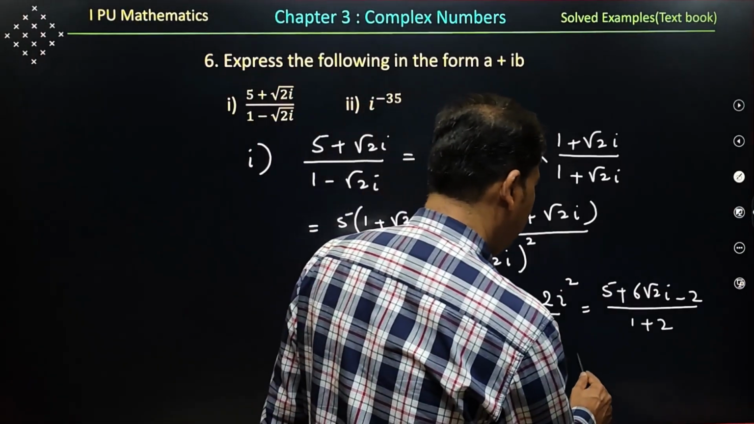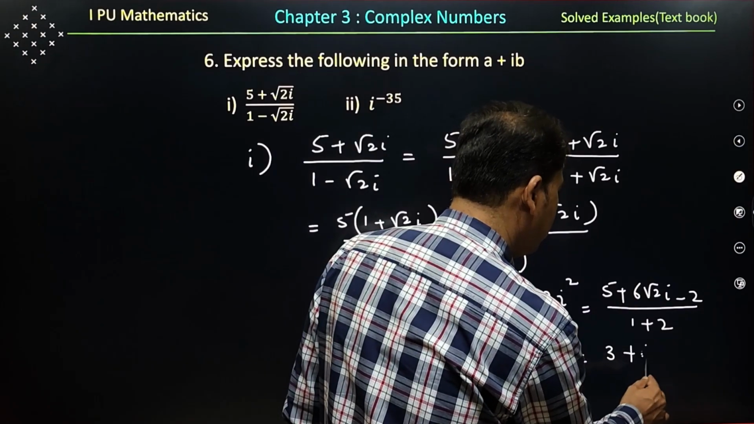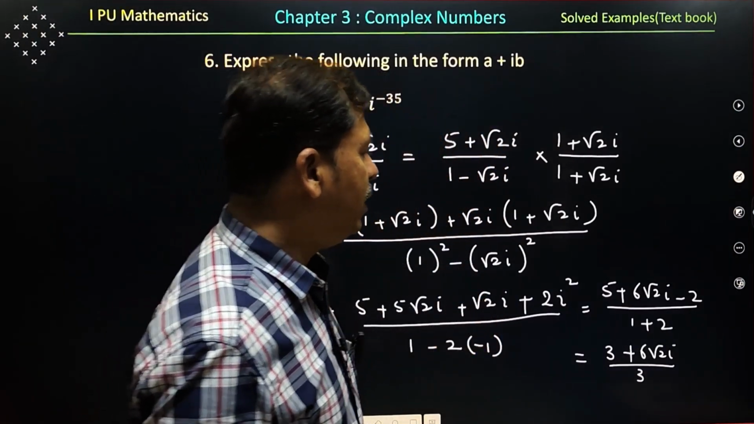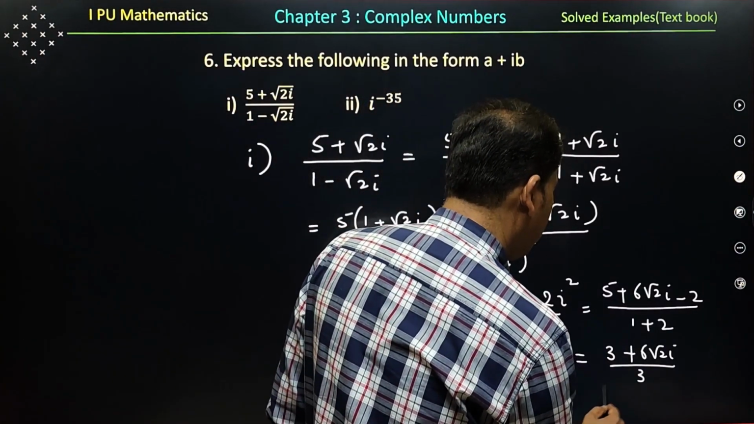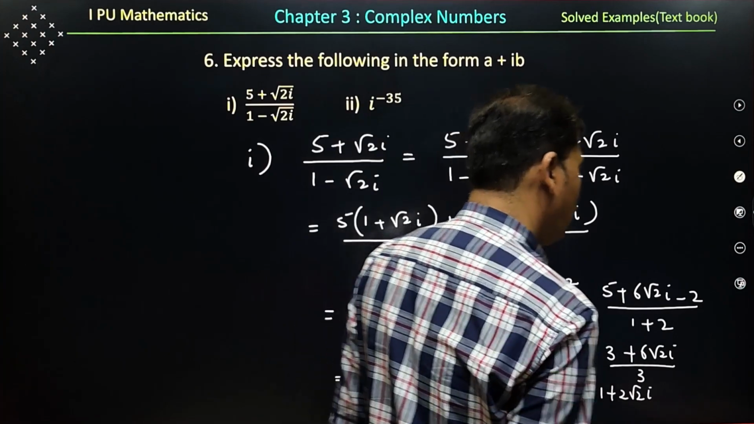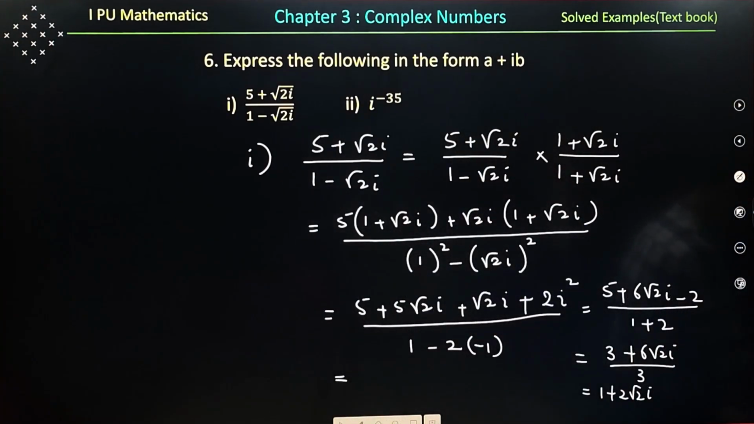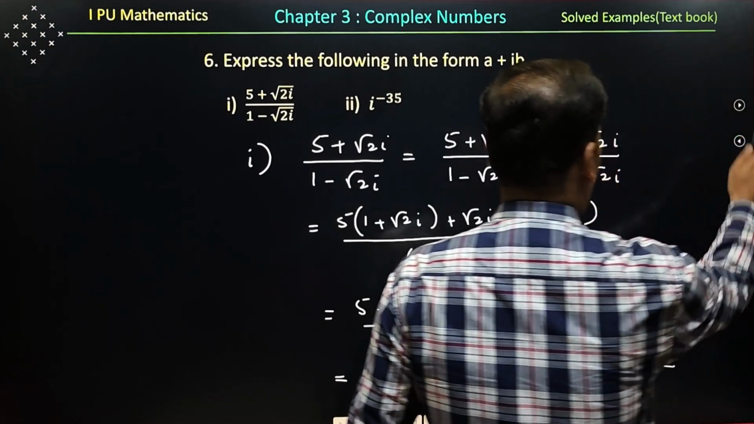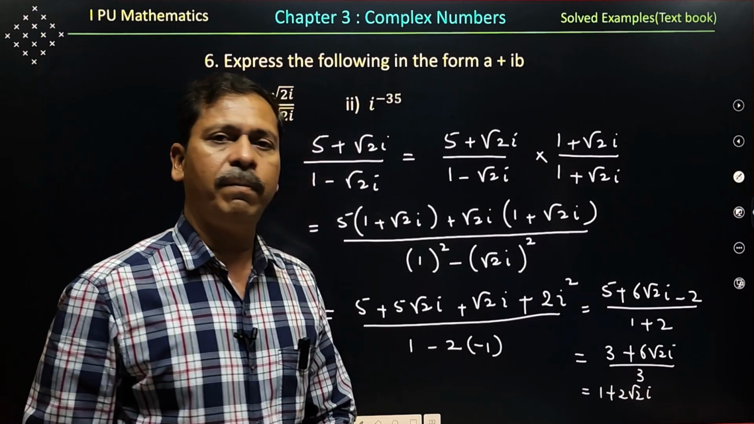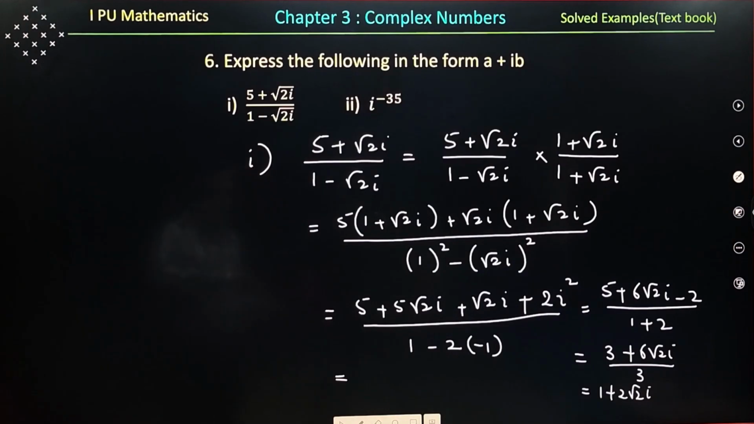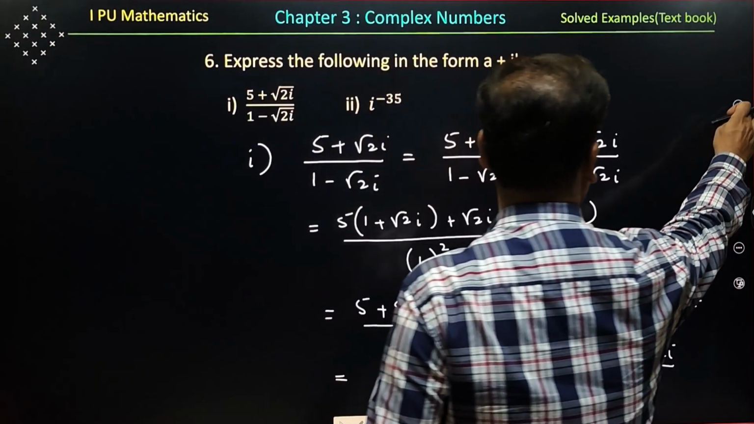Next, I would like to write here 5 - 2 is 3. 3 plus 6 √2i divided by 3. You may cancel 3, divide by 3. So by dividing, what happens? This is equal to 3 cancels, 1 remains. 1 plus 2 √2i. Let us check the answer. Which question is this? Yes, correct. 1 plus 2 √2i. Okay, any doubt, are you clear? Yes, sir. Okay, let us move to the next question.